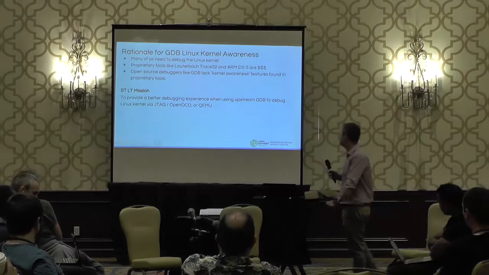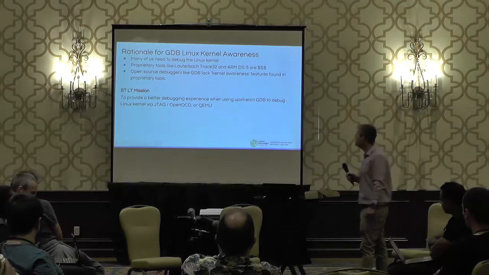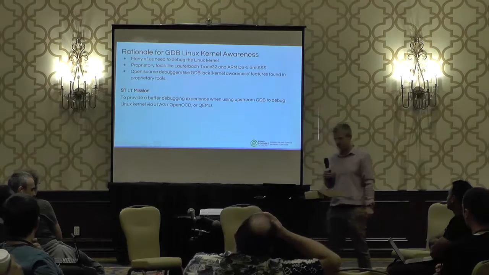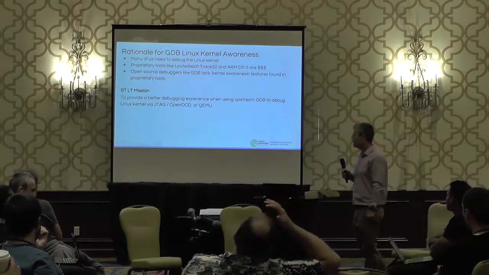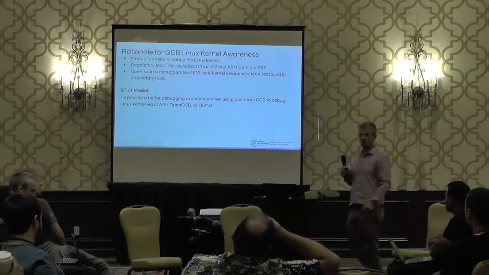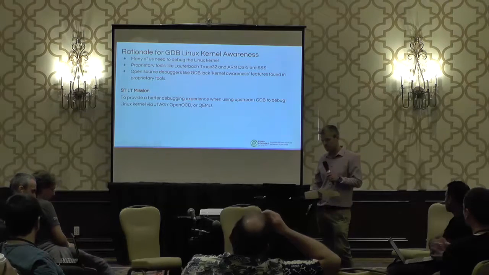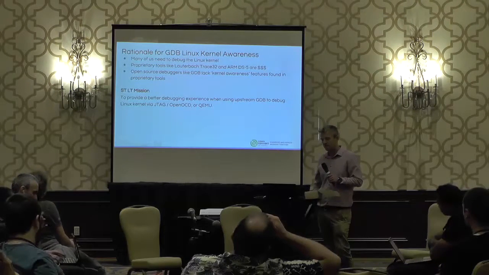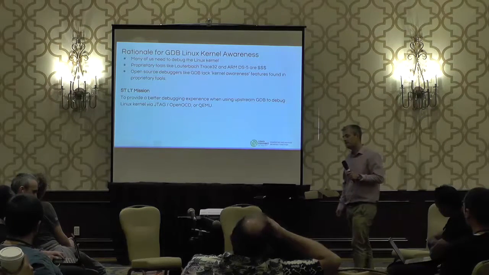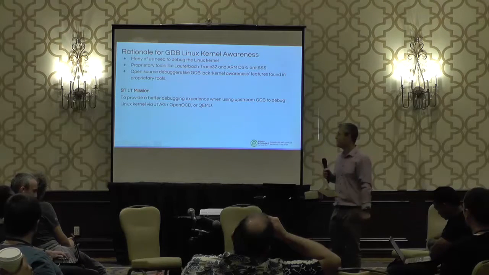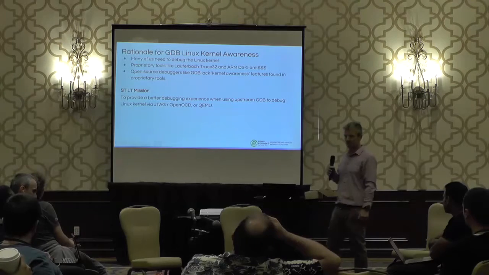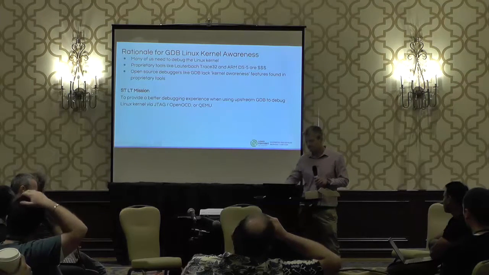So the rationale is many of us need to debug the kernel. Proprietary tools such as Trace32 and DS5 are very expensive, and the open source debuggers like GDB lack some of the kernel awareness features that you find in these tools. So one of our landing team missions is to try and make the debugging experience a bit better when you use upstream GDB to debug the Linux kernel via JTAG or QEMU.